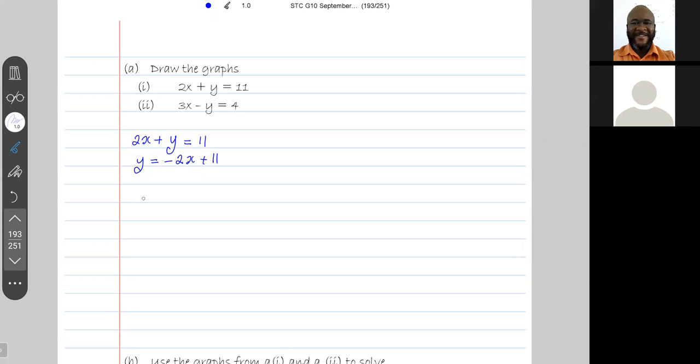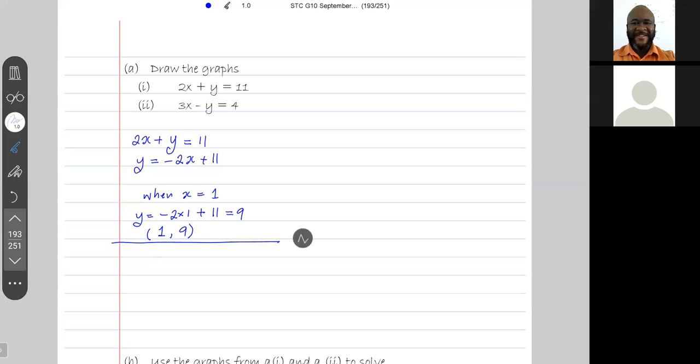So let us say when x is equal to 1, y would be equal to minus 2 times 1 plus 11. So this is minus 2 plus 11, which is 9. So the coordinate of my first point is 1, 9. So 1, 9 is a point on this graph. I need 2 in order to draw my straight line graph.